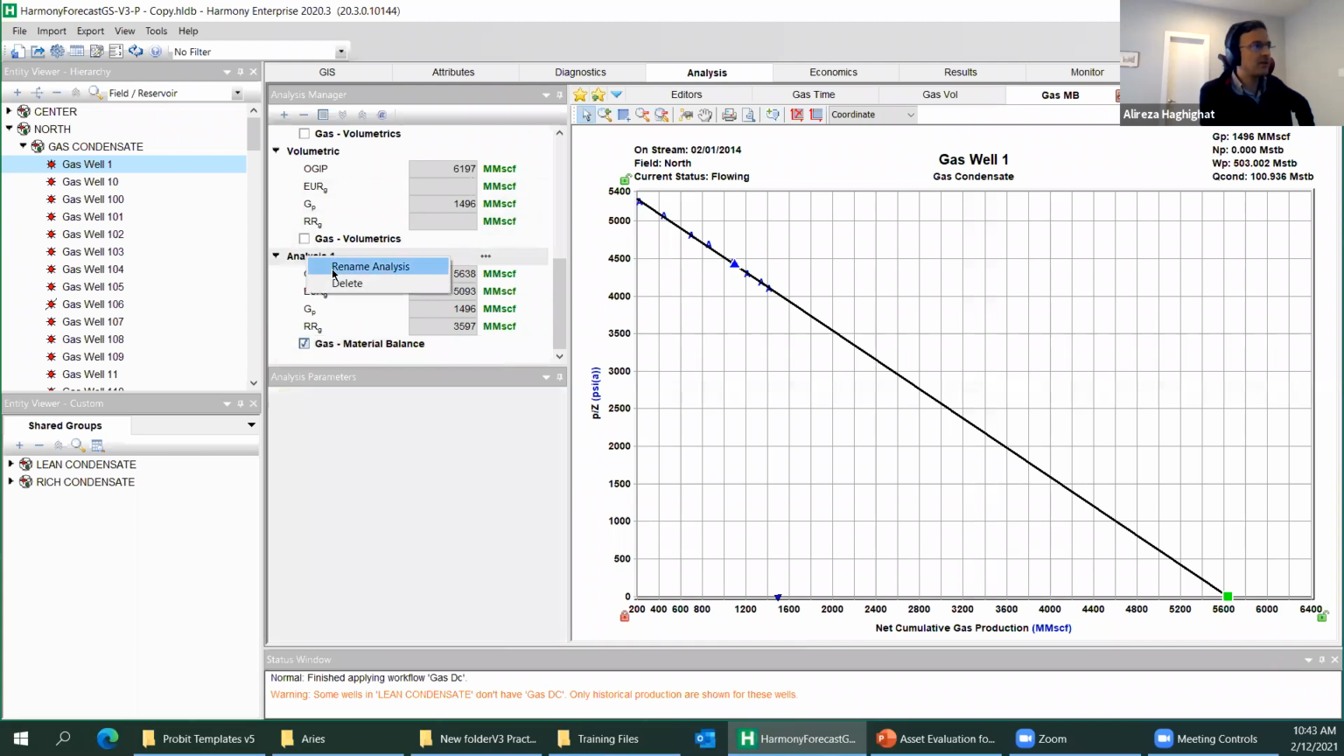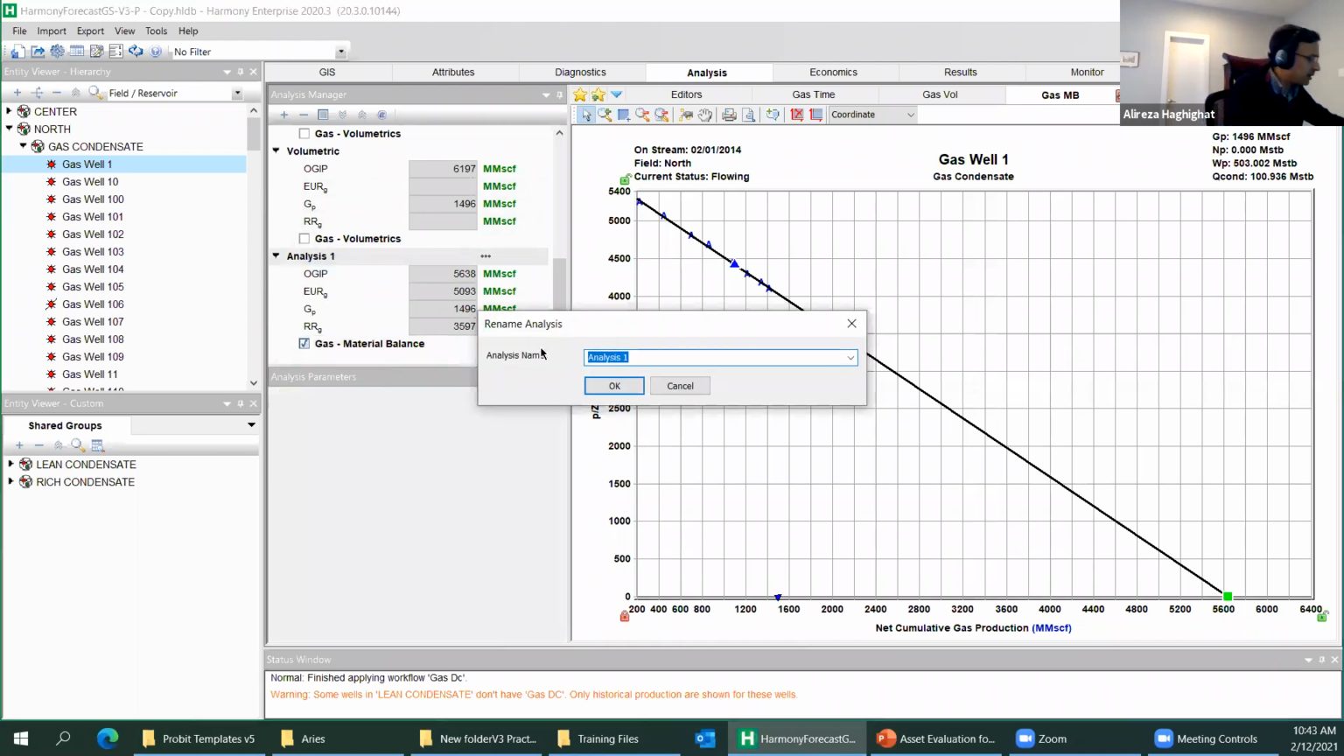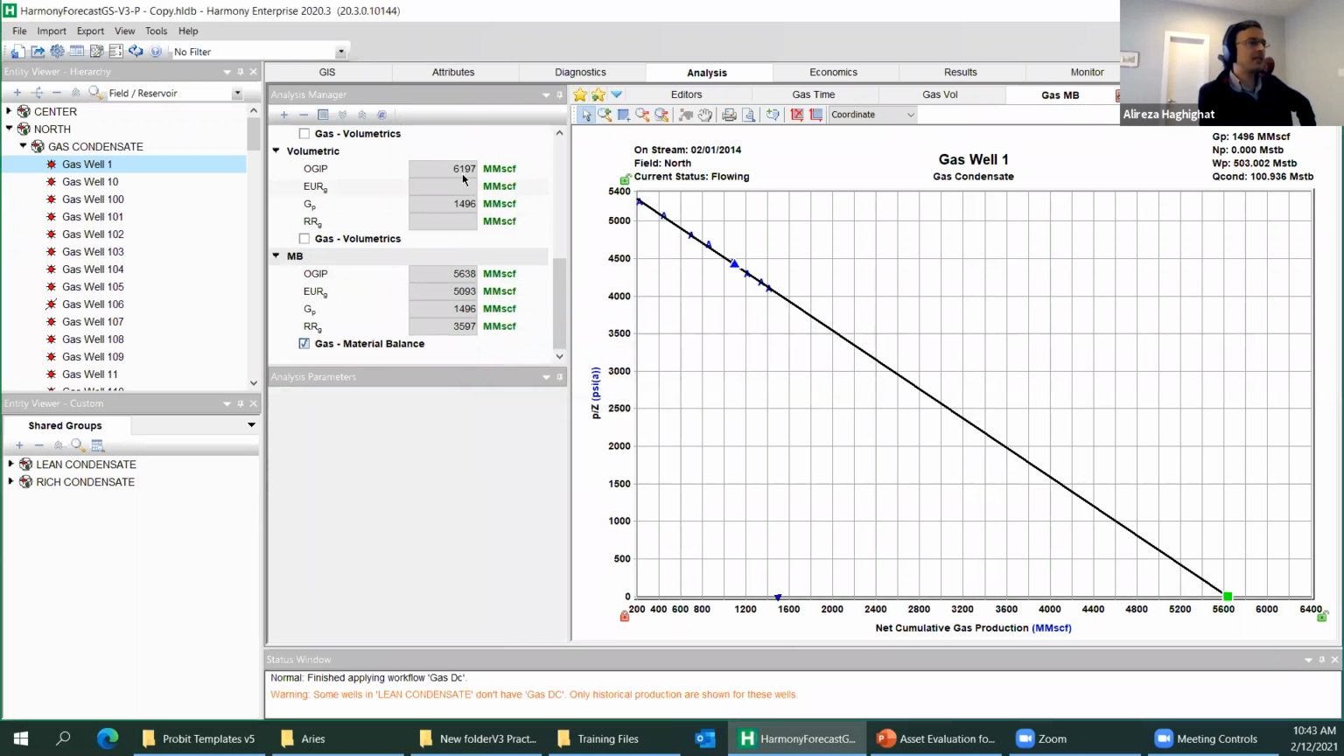So I rename this analysis to material balance. And here you can see we estimated our original gas in place to be 6.2 BCF. There is uncertainty associated with that.